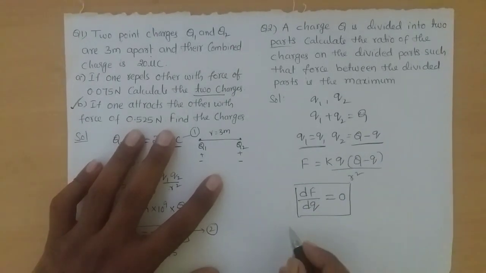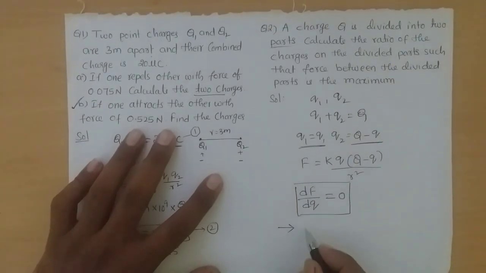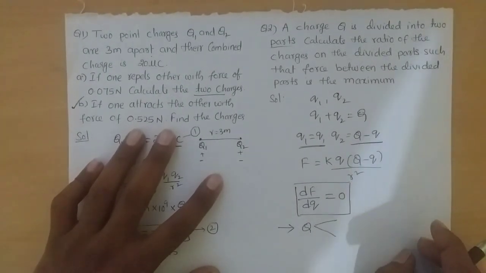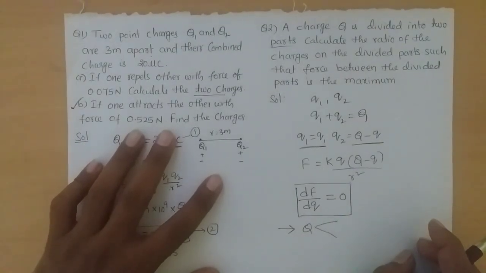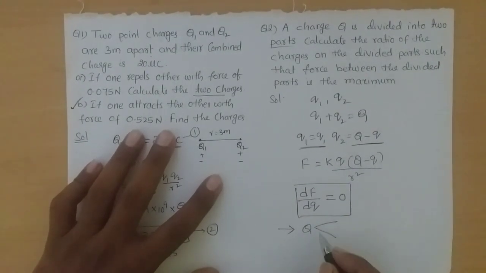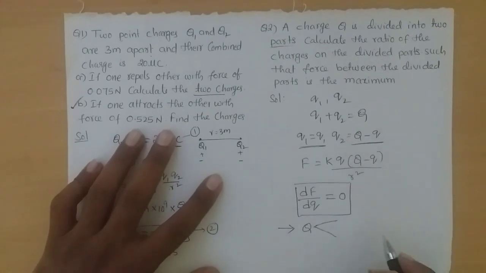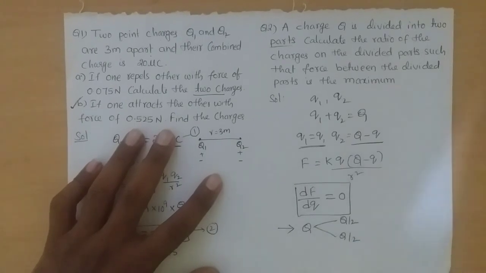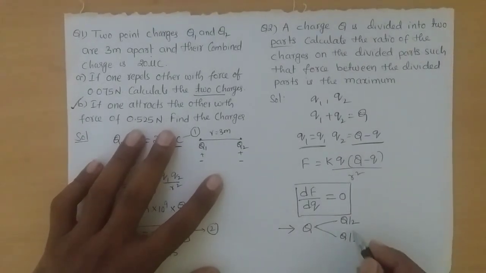Instead of doing it by this method, I will simply tell you, just remember one thing: if a charge Q is divided into two parts and the force between the two charges is maximum, it means the charge is divided equally. That means Q is divided into two equal parts, Q by 2 and Q by 2. Then the electrostatic force between these two charges is the maximum.